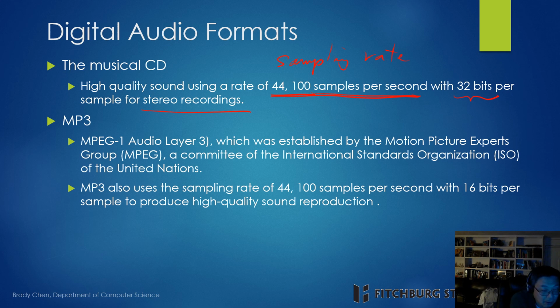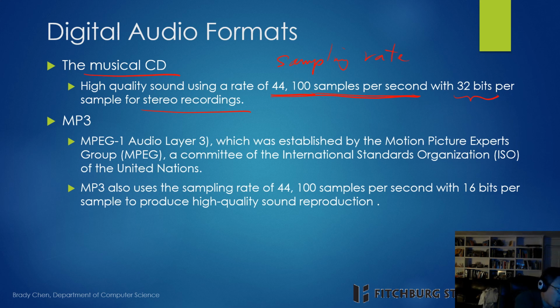Again, you may ask, well, can we increase the sampling rate? Yes, you can. Or can we increase the number of bits from 32 to 64, for example? Yes, we can. But all of that requires more storage space. Now we're going to use an example to calculate how much space we need to store certain music. Now this is a music CD.